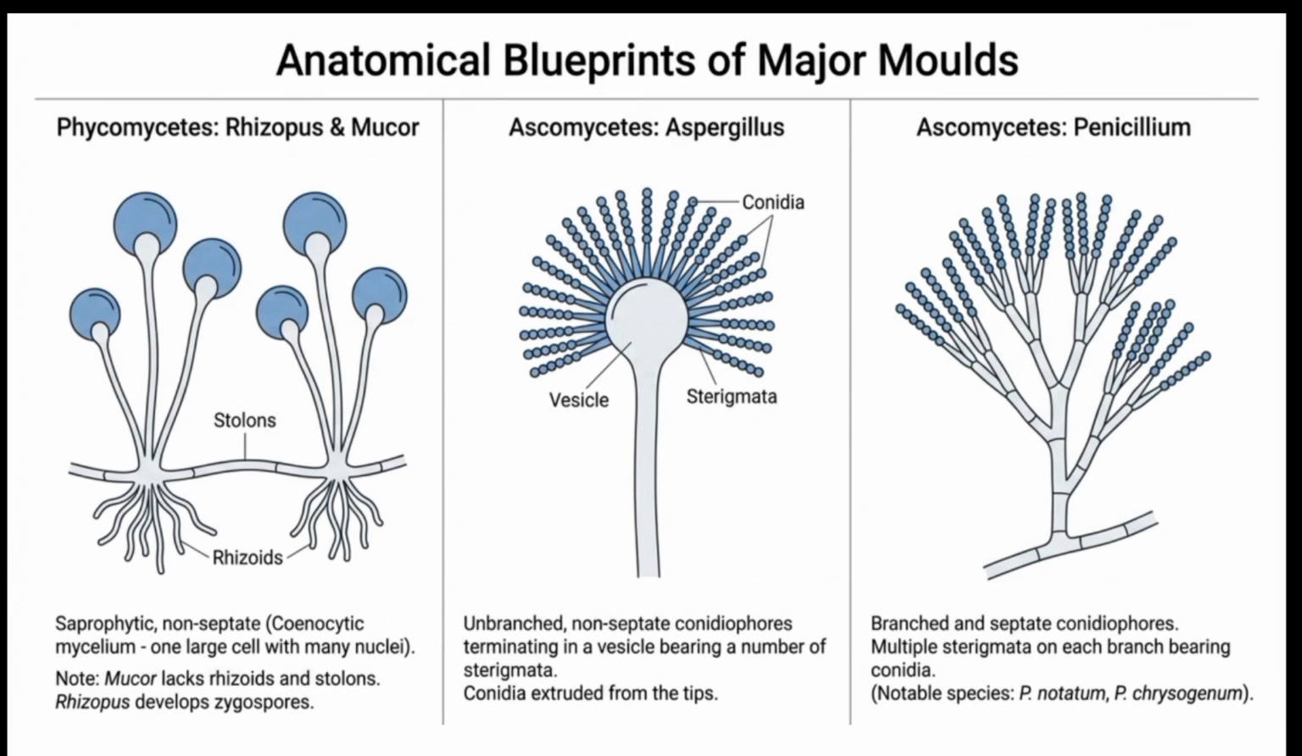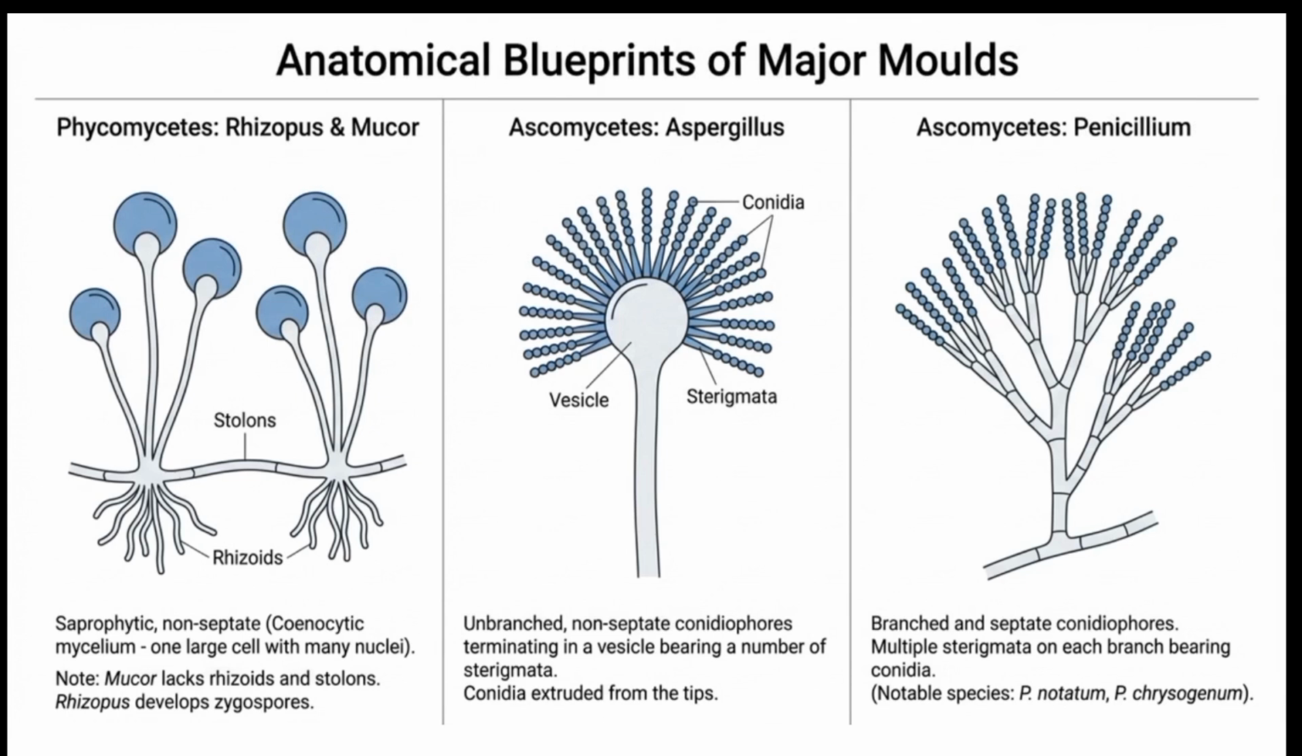Contrast that with the Ascomycetes, which feature famous genera like Aspergillus and Penicillium. Their architecture is vastly more structured. It's a night and day difference. Aspergillus looks like a bulbous dandelion head. Very bulbous. It has this unbranched stalk that swells into a vesicle at the top, and that vesicle is covered in little pegs called sterigmata that shoot out spores.